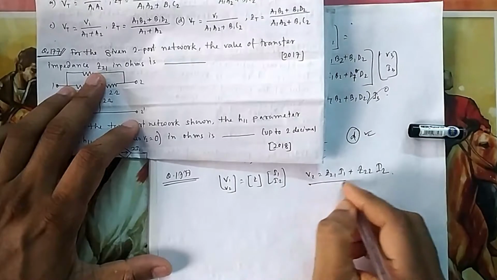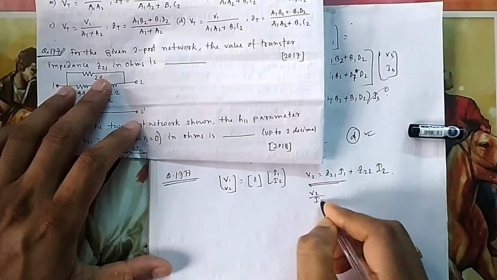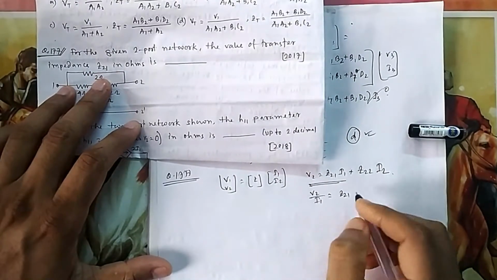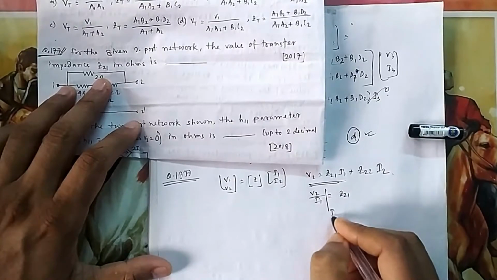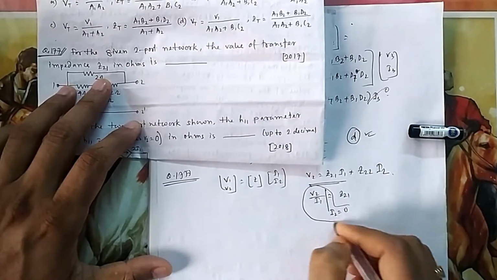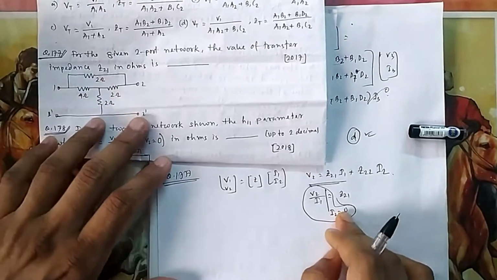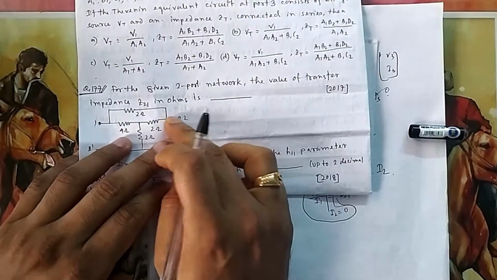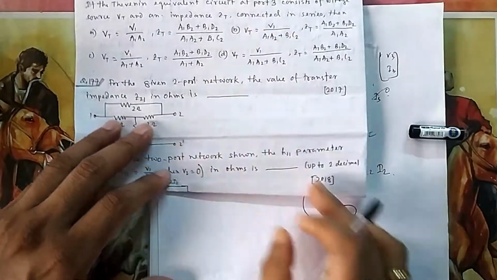You need this one. Z21 means V2 by I1. This is my Z21, when your I2 is 0. So this one I need to calculate: V2 by I1 when I2 is 0. Okay. I2 is this current. This current will be 0 if it is open. Now it is open.